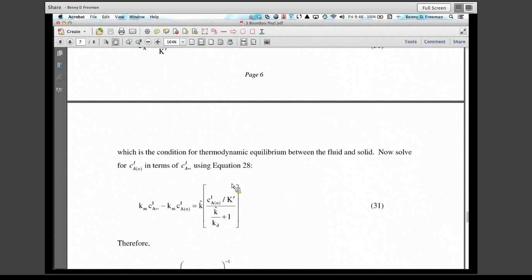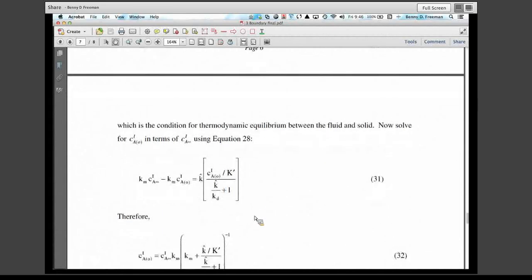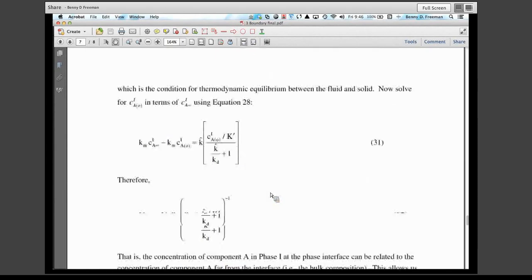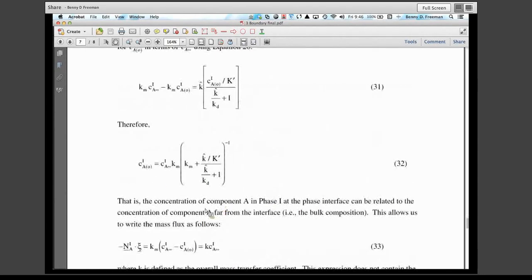And so if we do that, we can rearrange the expression for the net flux of material to the interface as shown here, and I can write then the concentration of A at the phase interface in terms of that in the bulk. The connection is given just by the mass transfer coefficient, the chemical rate of reaction, and this ratio of adsorption to desorption.